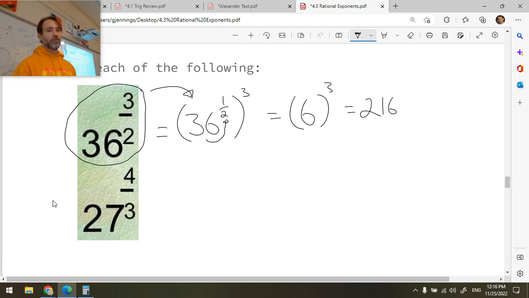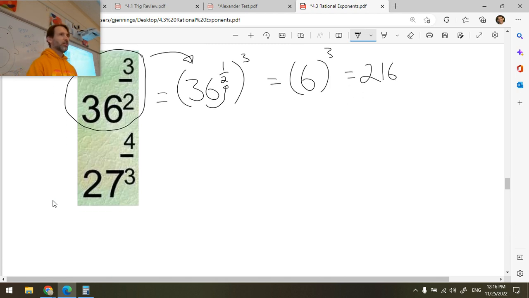How about 27 to the 4/3? Oh, I agree. The first thing I do here is an equal sign. Very good. Pat yourself on the back if you already have an equal sign. And then just bust it up like you're busting it up. How do you bust this one up?